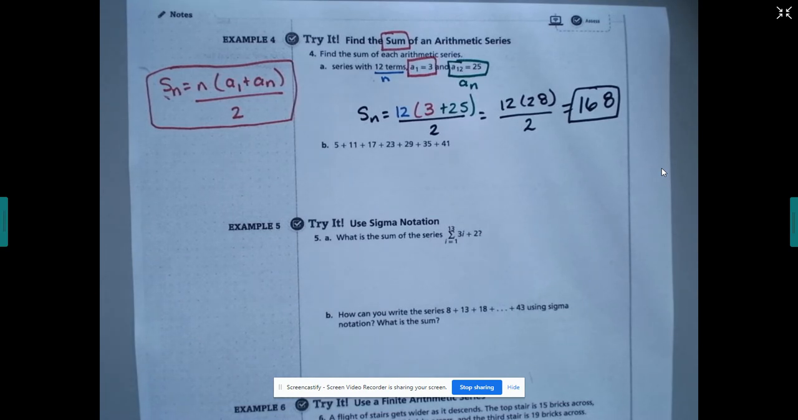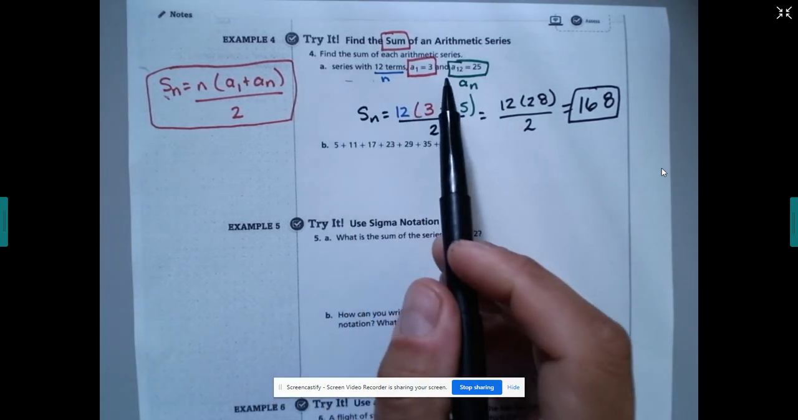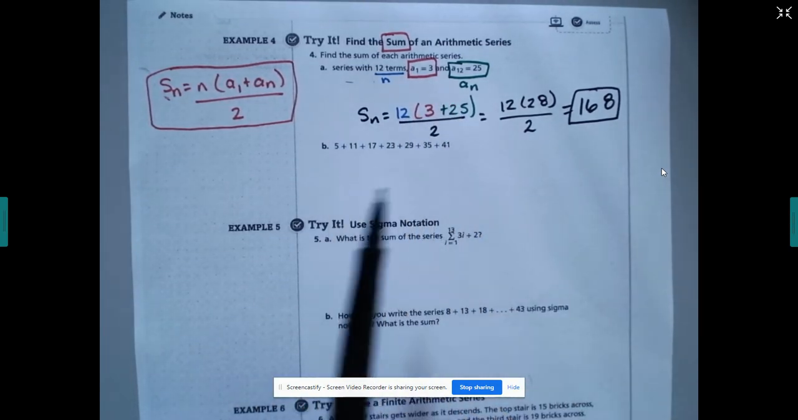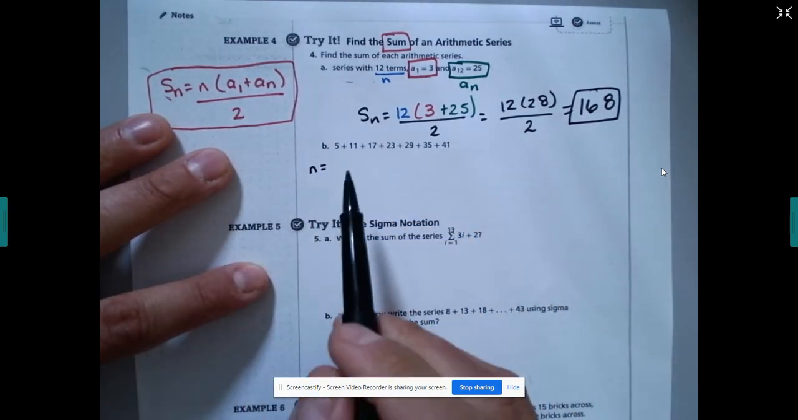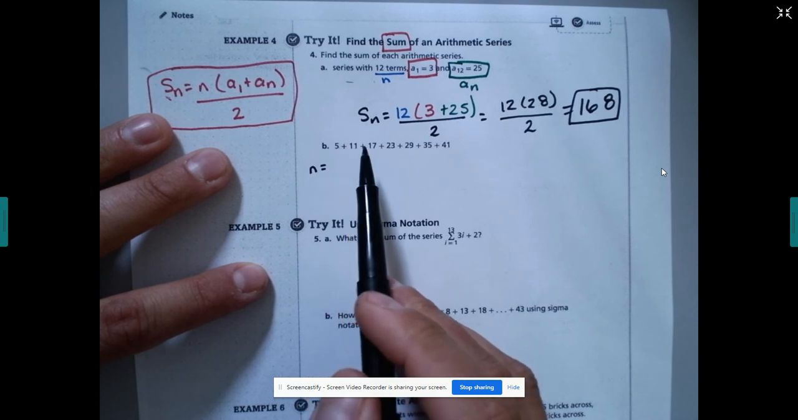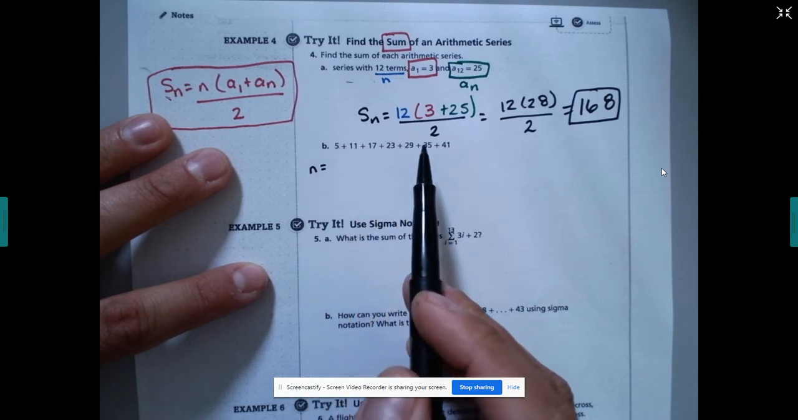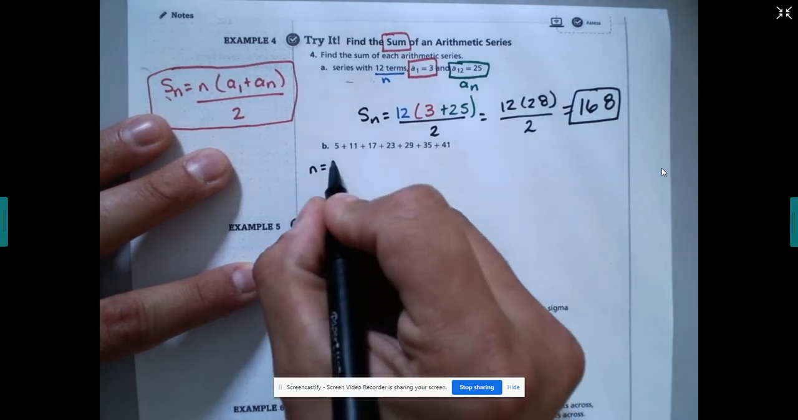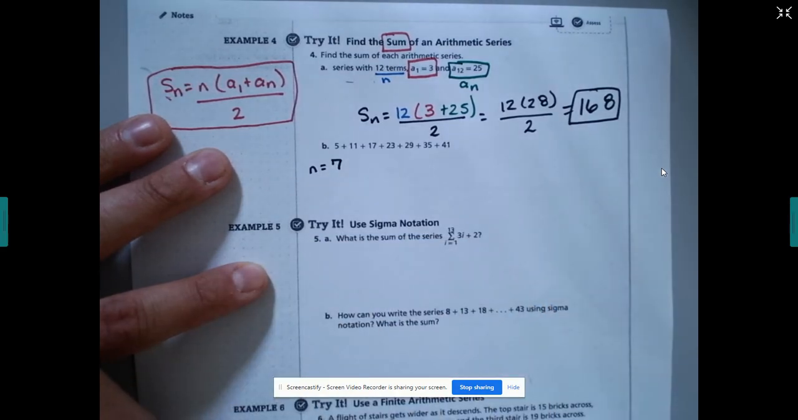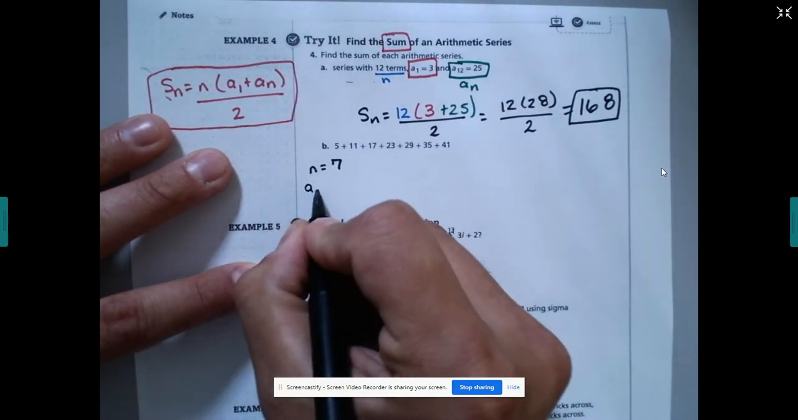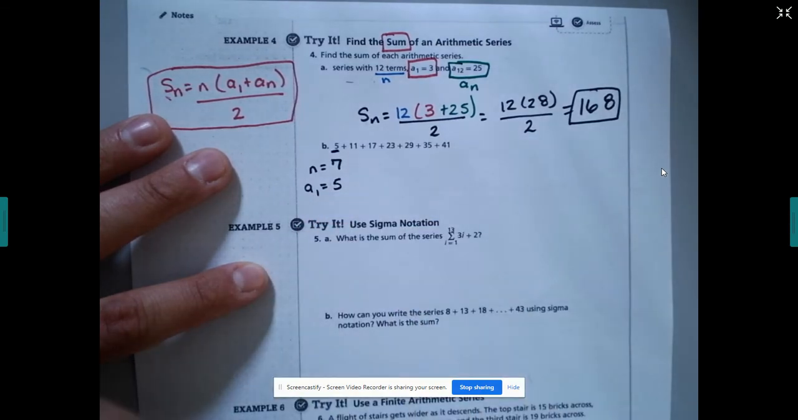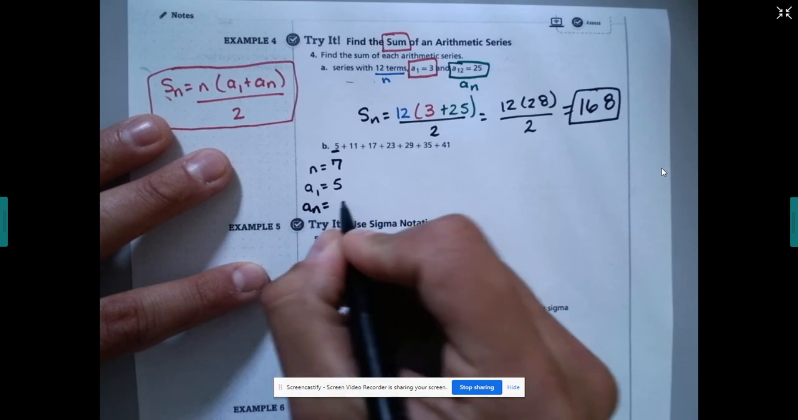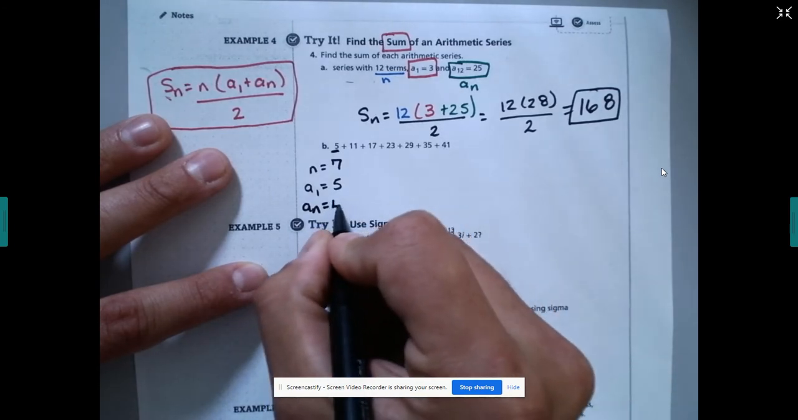All right, the next one isn't really in word form, right? They didn't give us the series with 12 terms. We have to figure out what they are on our own, okay? So remember, n is the number of terms. So there's 1, 2, 3, 4, 5, 6, 7 terms in this problem, okay? The first term is whatever comes first, 5. The last term is, of course, whatever comes last, 41.